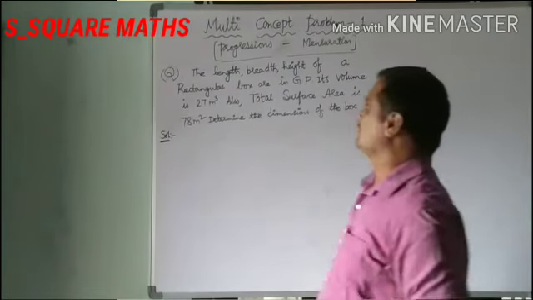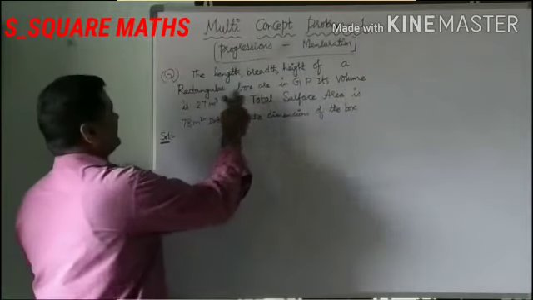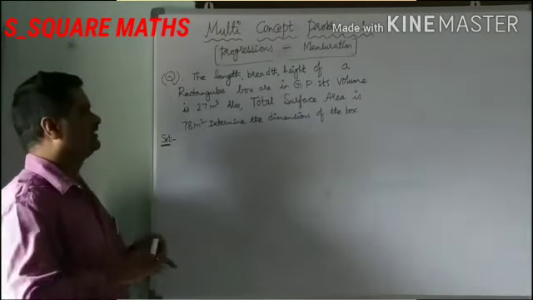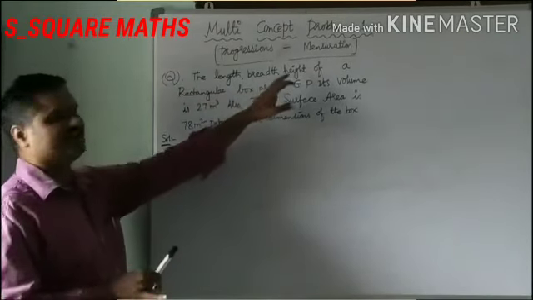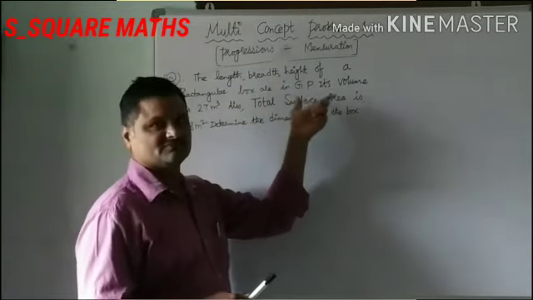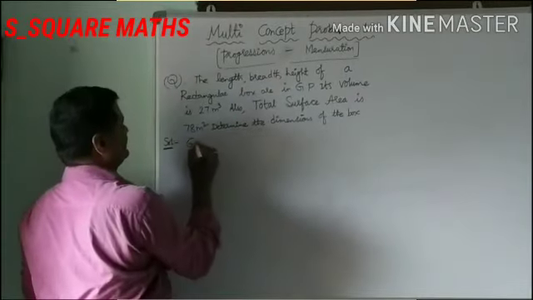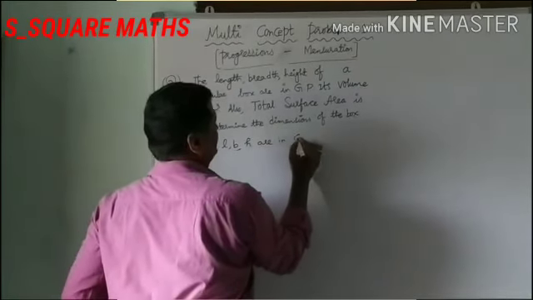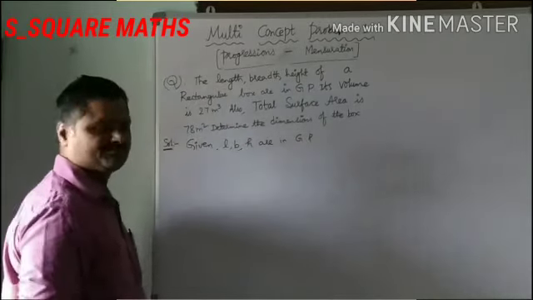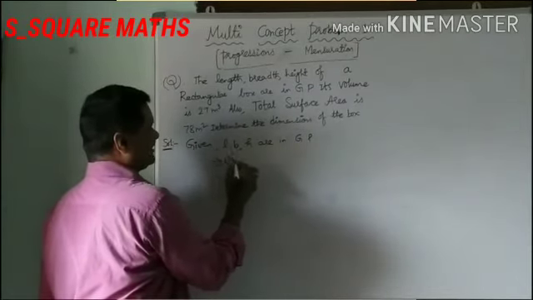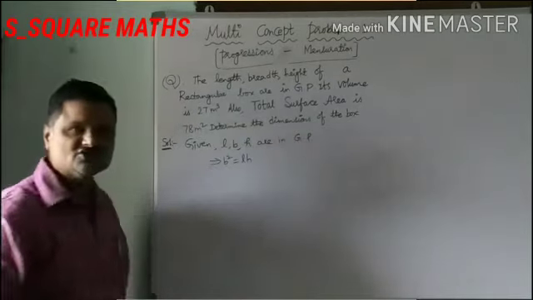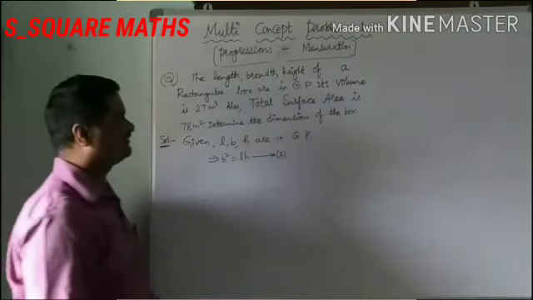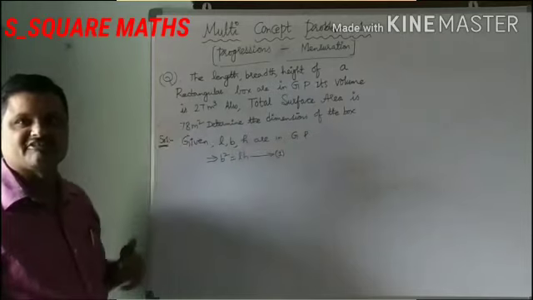Now here it is said to be a rectangular box. You know very well it is a 3D object and it is a cuboid. For a cuboid there exist length, breadth and height, and they are in GP. So given L, B, H are in GP. Since they are in GP, I can write B square is equal to LH according to the concept of geometric progression. Let us mark this as equation 1.